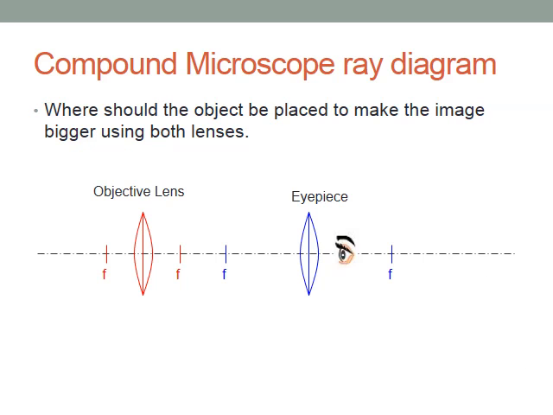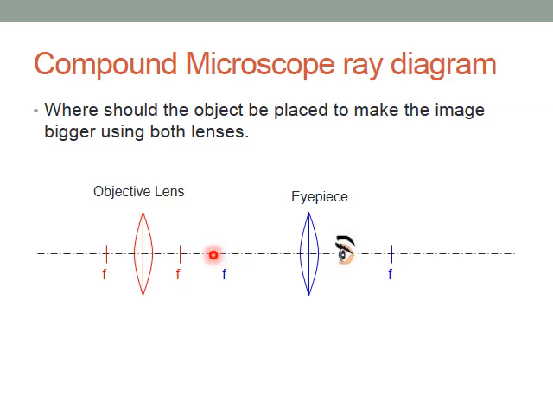So where do we actually put the original object in order to get an image that takes advantage of both lenses and still has an image that's back here? Well, if it's over here, that means the final image I'm probably going to want to be a virtual image. So I want the first image to land somewhere between the focal point and the lens, so the final image I get is a virtual image, something that I can actually see in front of my face.